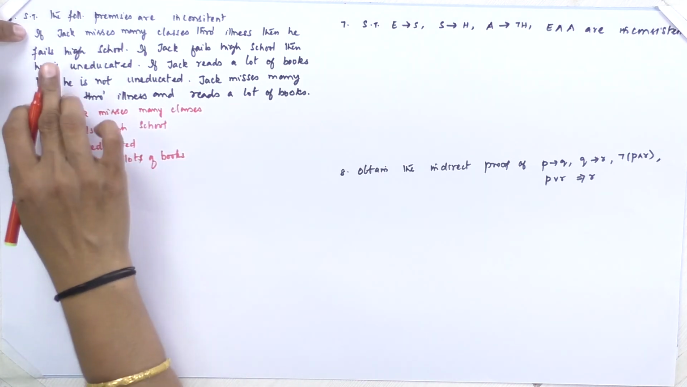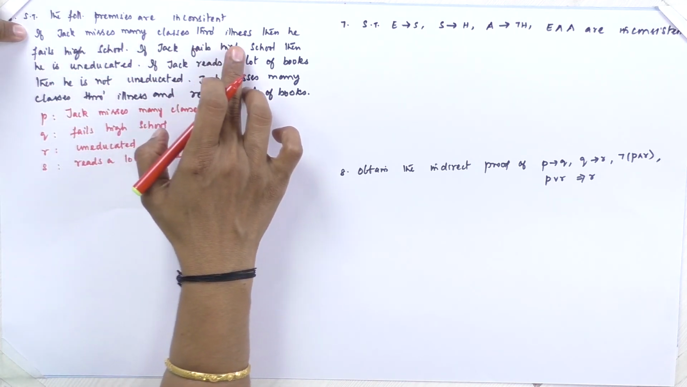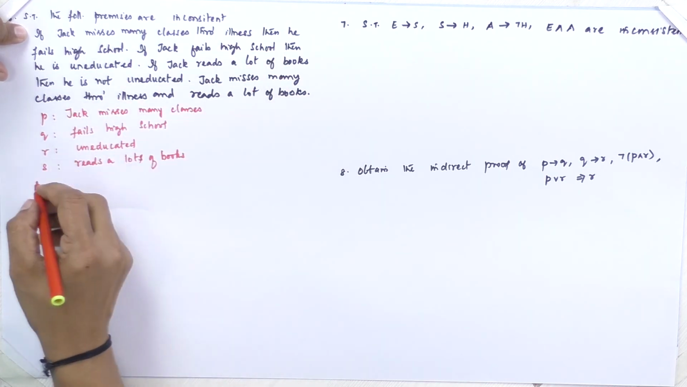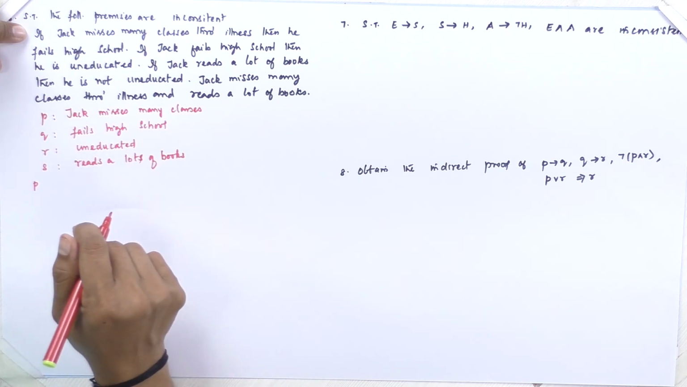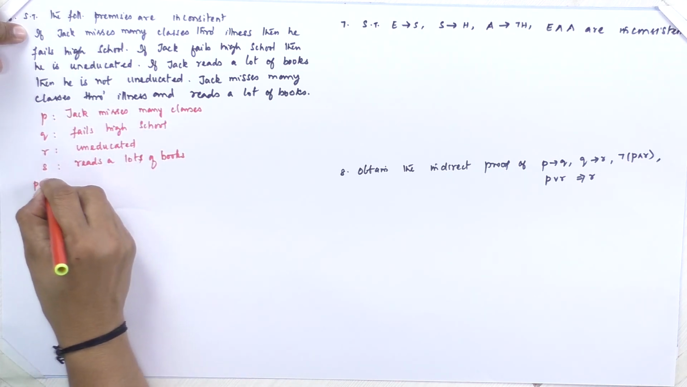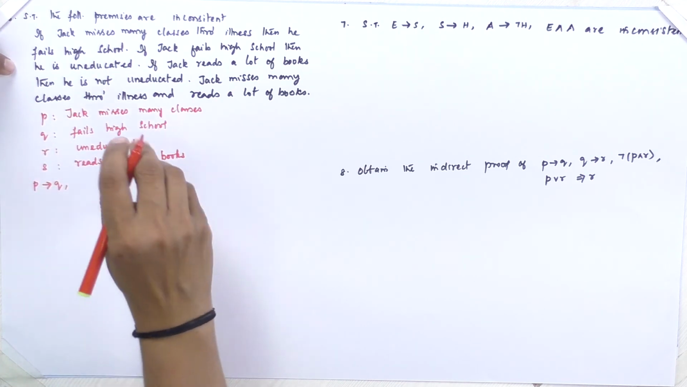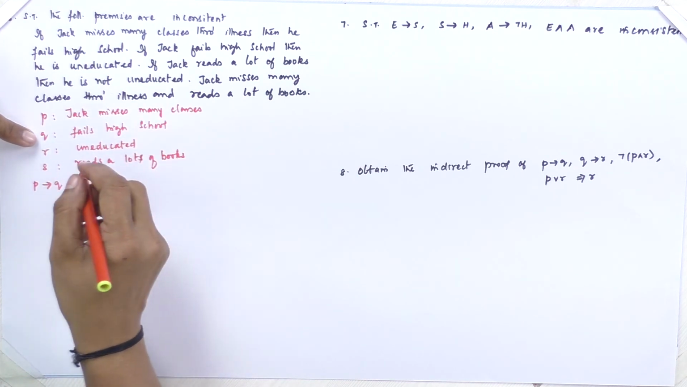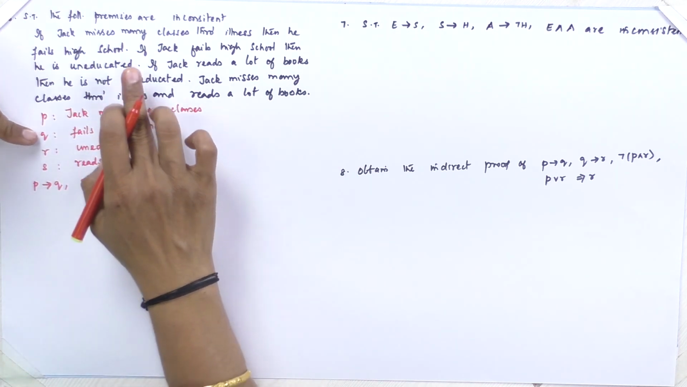Now we will frame the premises. If Jack misses many classes through illness, P, then what should the connective be? Yes, good, conditional. He fails his high school, Q, fine. If Jack fails his high school, Q, then again the suitable connective is conditional.